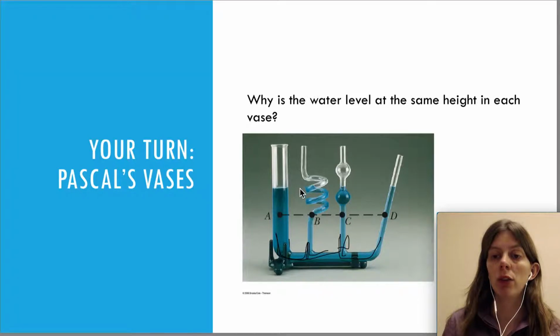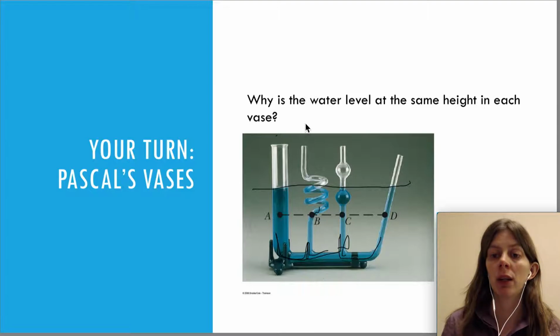So what you do is you fill up one of the vases, and to your surprise, when you fill it up with water or whatever liquid, then it's going to rise up each tube, and it's going to rise up to the exact same height. And this usually surprises students because they think that the more narrow vases would maybe have more water go up them. But the height is the same.